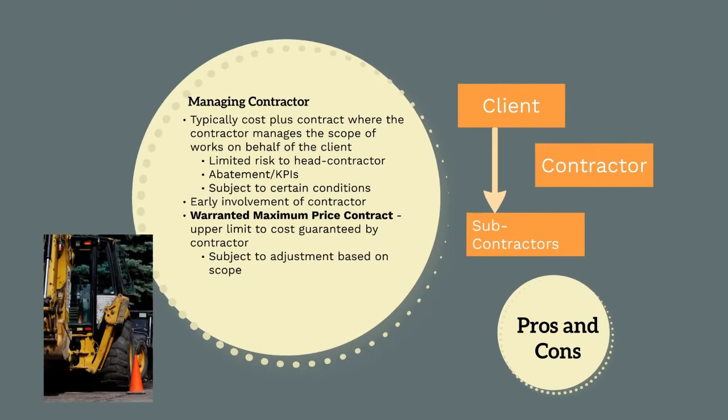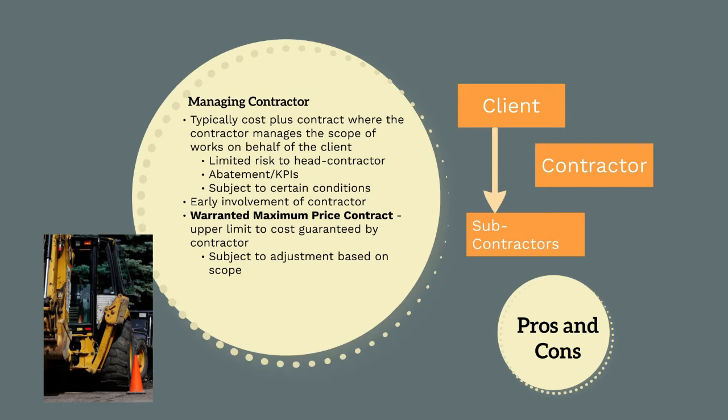The first contract form we'll look at is the managing contractor model. This is where the contractor is engaged by the principal to manage the scope of works on behalf of the client. So if you look at the diagram on the right-hand side, the client will be engaging the subcontractors directly. However, this process will be managed by the contractor. The payment mechanism is typically cost plus, with limited risk passed on to the head contractor. However, the contract may have abatements and KPIs, depending on the performance of the contractor.